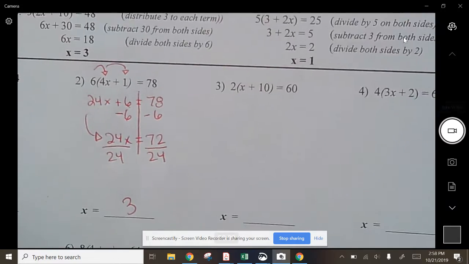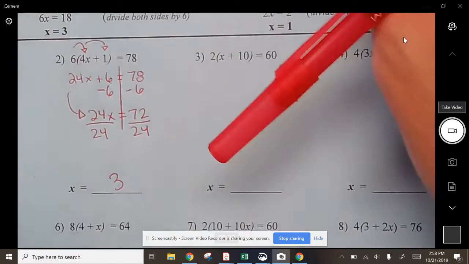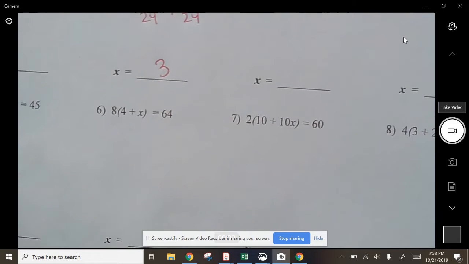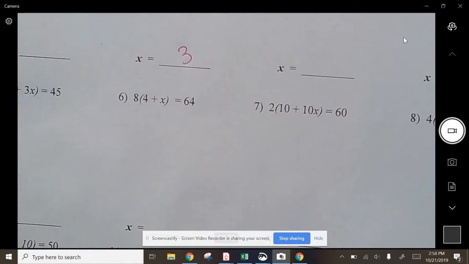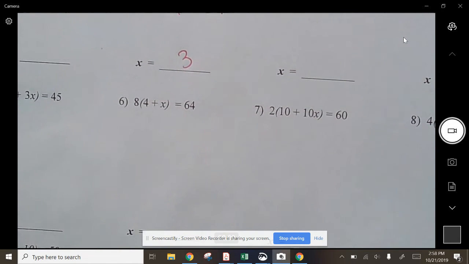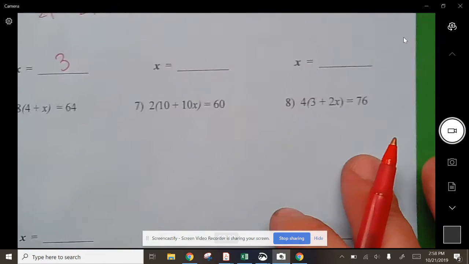All right, so don't let that struggle mess with you at all. If you keep going, I'm trying to think if there's any confusing ones, but these are all pretty straightforward. I think you're going to be just fine. Let's go ahead and do number 8 over here.